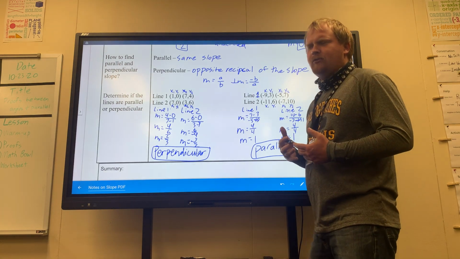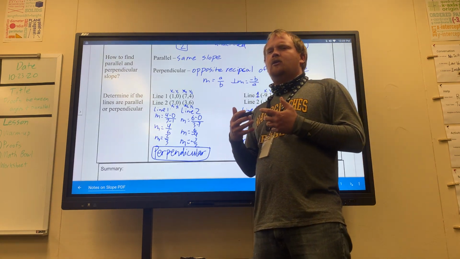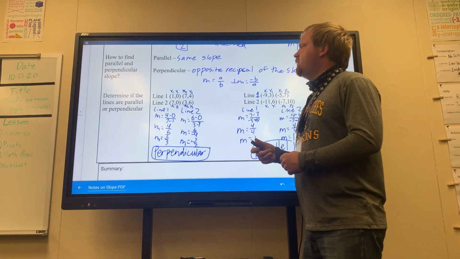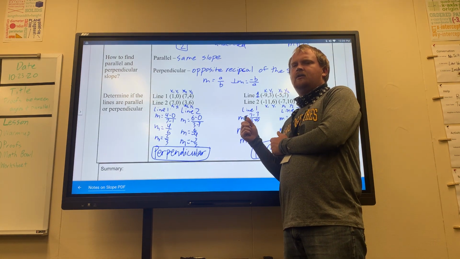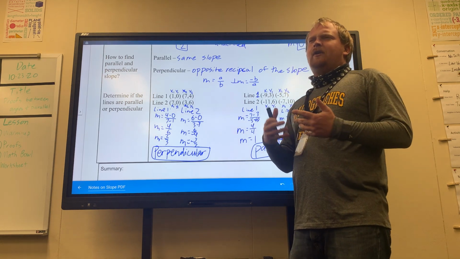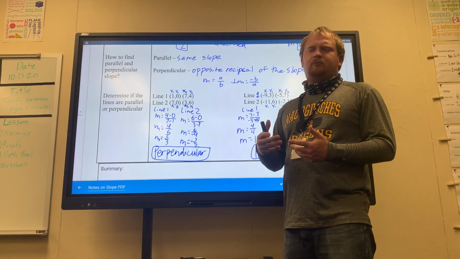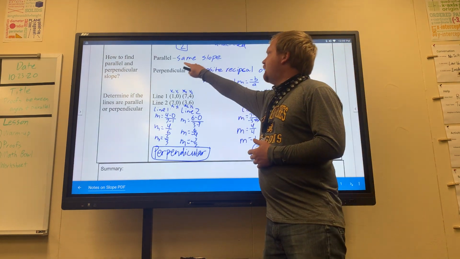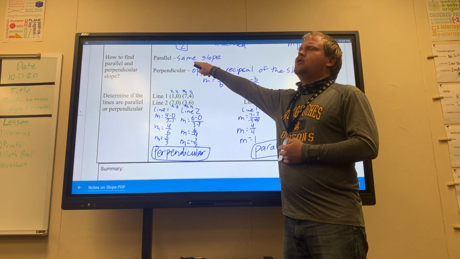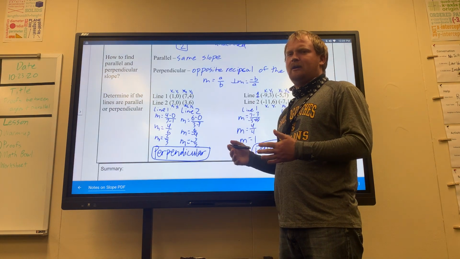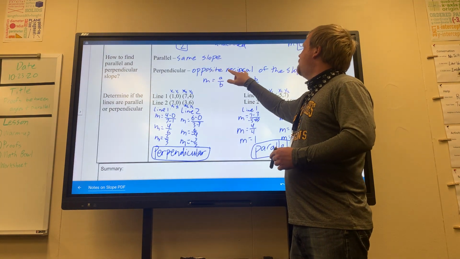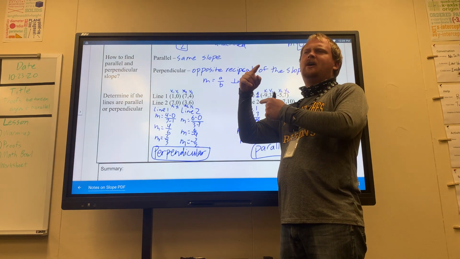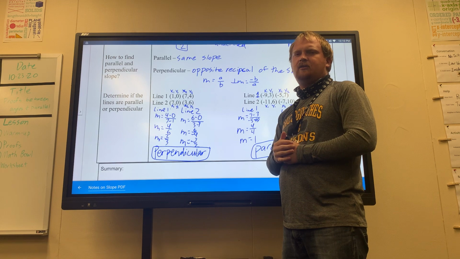So we have to be able to identify whether or not two lines are perpendicular or parallel, given the points. Okay? But as long as we know how to figure out what the slope is, all we gotta do is recognize whether or not the two slopes are the same, which makes it parallel, or find the opposite reciprocal of the slope, which basically means I'm flipping the fraction and changing the sign.